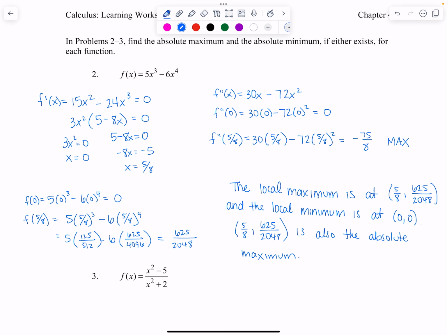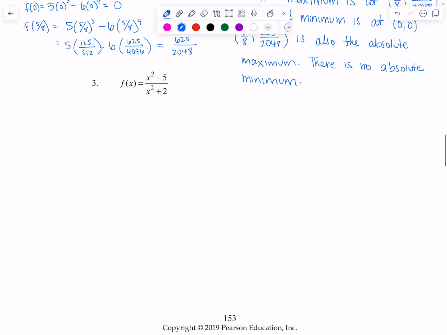Because we found the other, this one is our highest point across the function. There is no absolute minimum. Okay.